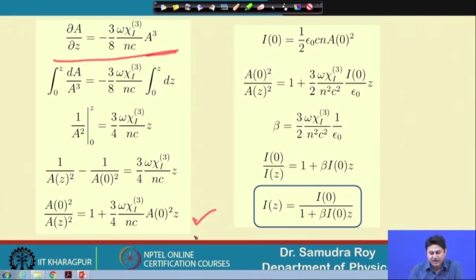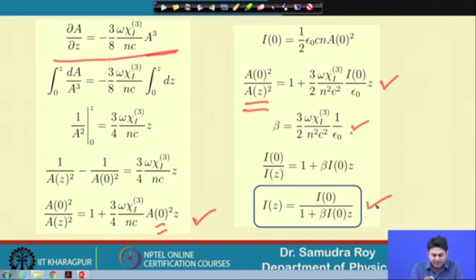Now if I write this in terms of intensity, I can replace A0 in terms of intensity, and this ratio I can also write in terms of intensity. This ratio in terms of input intensity is something like this, and now I define a coefficient beta, which is 3 by 2 omega chi(3) over c square and 1 by epsilon, like this, and this ratio is simply the ratio of the intensity. And then if I make a slight calculation, I will have an expression like this.